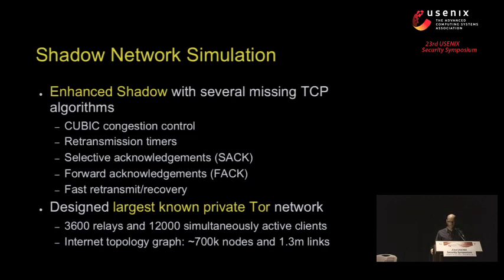Okay, so as part of this work, we enhanced Shadow with several missing TCP algorithms, and we do a rigorous analysis of accuracy. I'm not going to get into the details here. They're in the paper, but I do want to point out that we've designed the largest known private Tor network with 3,600 relays, which was the size of Tor at the time we started this research, and 12,000 simultaneously active clients. So using this real-size network, we were able to measure congestion across the entire network instead of just at a single relay.